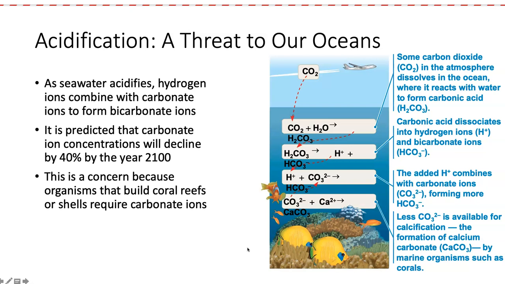We're predicting that the carbonate ion concentration is going to decline by 40% by the year 2100, so in about 80 years. It's a huge problem. Coral reefs are something that stabilizes our ecosystems, and we are dependent upon coral reefs to help keep hurricane strengths down and preserve our land, the places that we live.